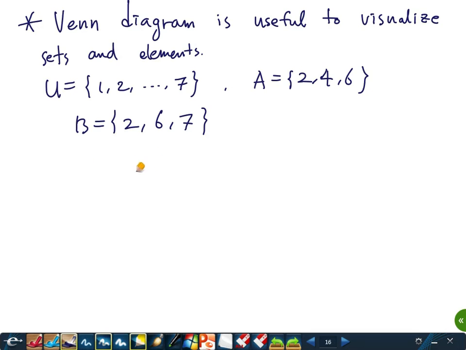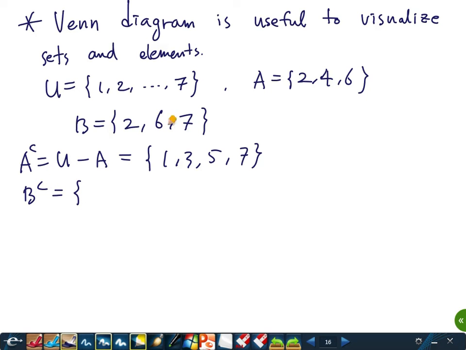Before drawing the diagram, let's compute the complements. What is A complement? It is U minus A, right? What are the elements in this complement? You just remove 2, 4, 6. So 1, 3, 5, 7 is going to be the complement of A. B complement is what? You just remove 2, 6, 7. So 1, 3, 4, 5. That's all, I guess.